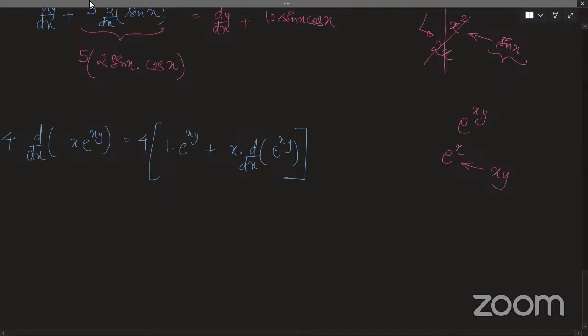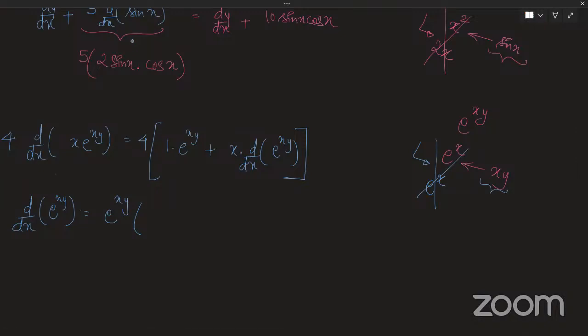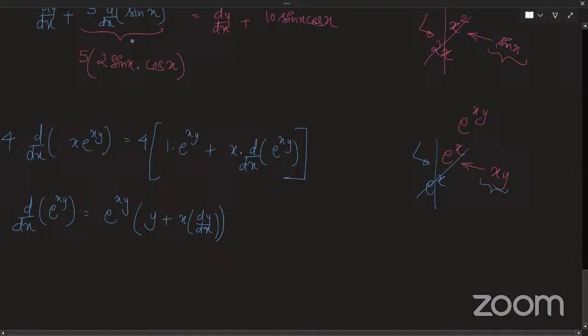So great. You approach from the outermost side, you meet e raised to x, you differentiate it. So what will be the first term that you write over here? e raised to xy. Great. Multiplied by. So you completed this level, you moved inside, you met xy. How will you differentiate xy? We have done it so many times today. It is a product of two functions, right? It is y plus x into dy by dx. So you have got d by dx of e raised to xy. So just substitute it back.